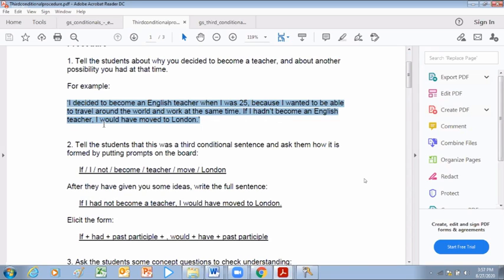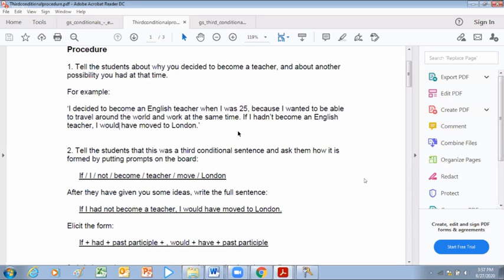I decided to become an English teacher when I was 25. I decided to become an English teacher because I wanted to be able to travel around the world and work at the same time. If I had not become an English teacher, I would have moved to London. So this is totally a past incident.